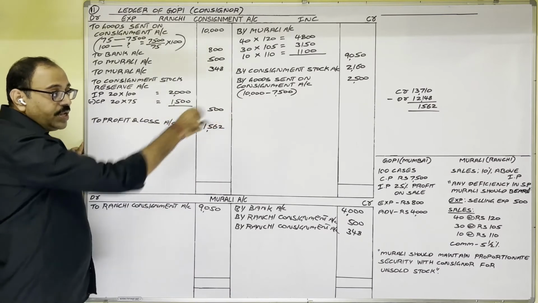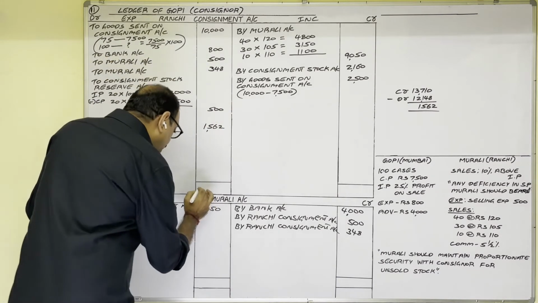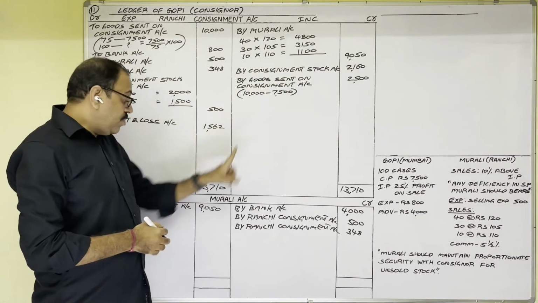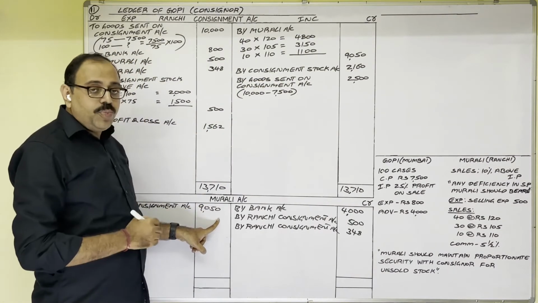Finally, two sides put the highest total, 13,710. Consignment account is completed. Come to consignee's account. There is one new point.